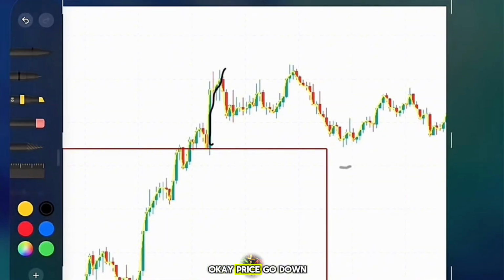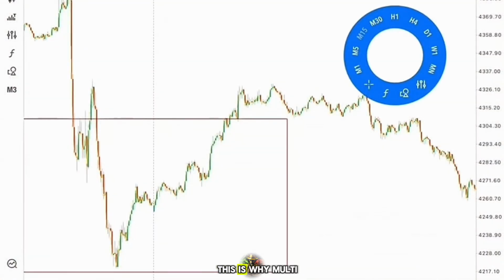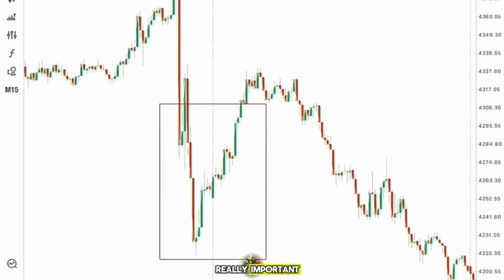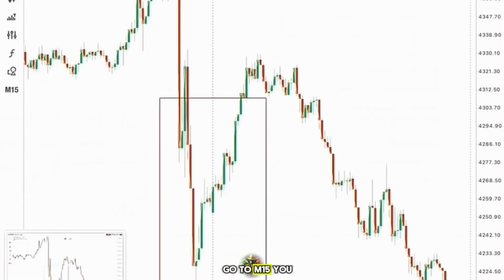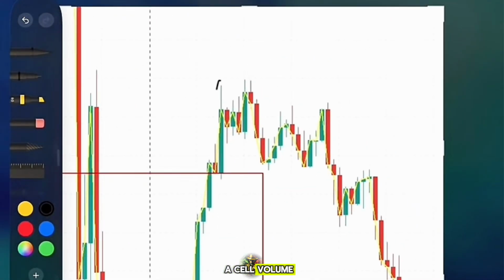Okay, price goes down, right? Sideways, price goes down here, and then boom. But it didn't break this high, right? This is a sell volume here. All right, if you go to M15, this is why multi-time frame is really, really important. Go to M15, you can see this is a sell volume.